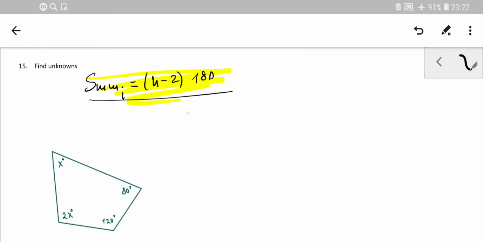We just sum up all the angles. x plus 2x plus 120 and 180 together, it's 300 degrees. So finally it should be equal to, because it's a four-sided shape, n equals 4, 4 minus 2, it's 2. 2 times 180 is 360. Or you can remember that for every quadrilateral the total sum of all internal angles is 360. All right, let's simplify.